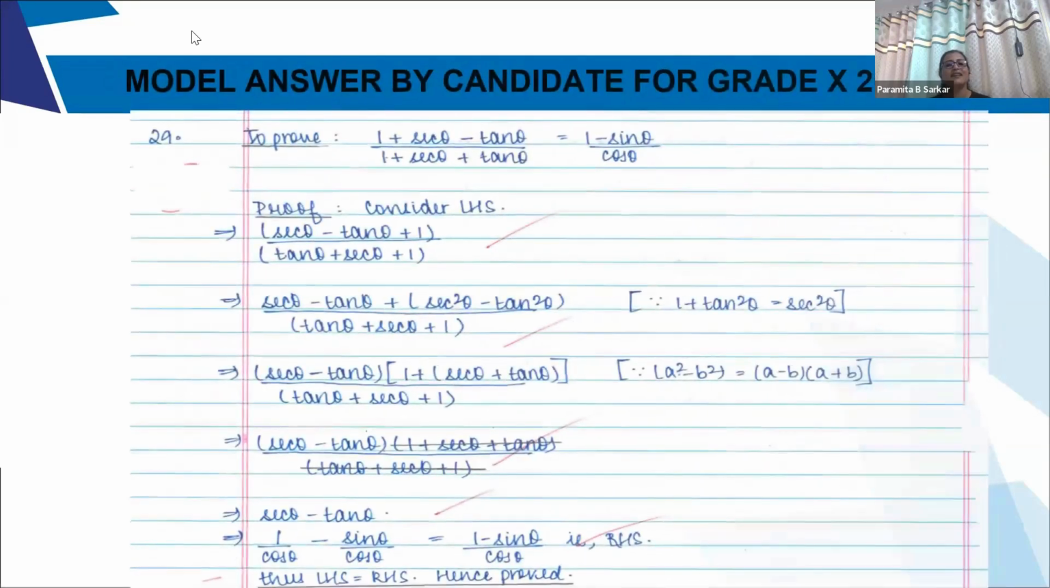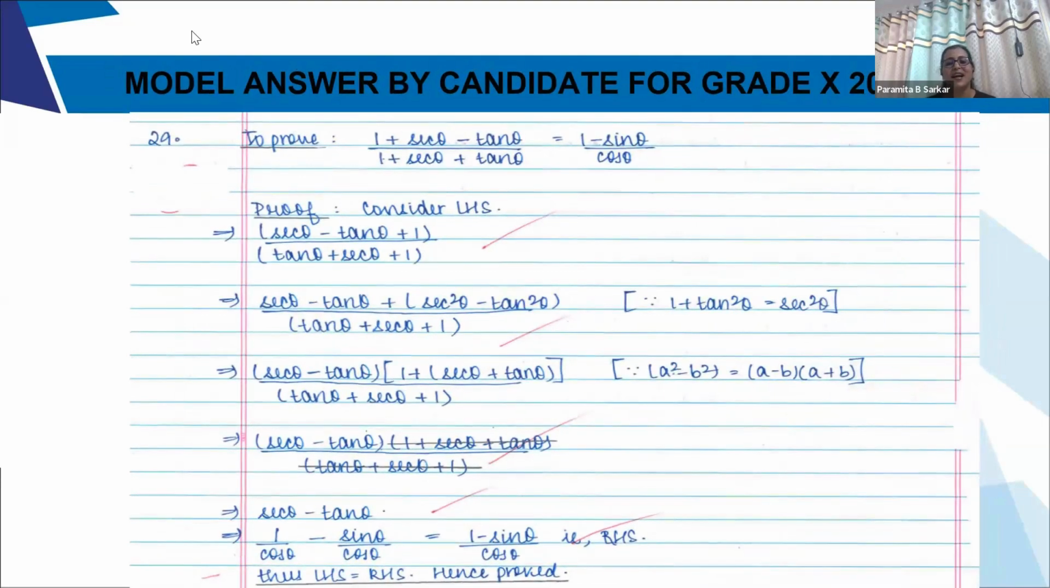Moving next is trigonometric identities. For these questions of trigonometry, wherever it is needed, you must write down the trigonometric identities as well as algebraic identities. As you can see, the child has written 1 plus tan square theta equals sec square theta. It is a trigonometric identity. And below that, he has written a square minus b square equals a minus b into a plus b. It is an algebraic identity.